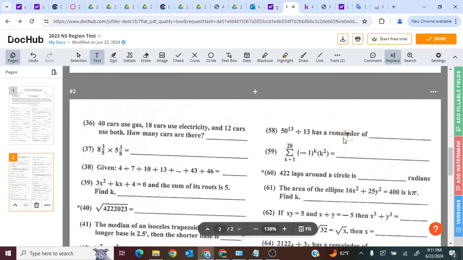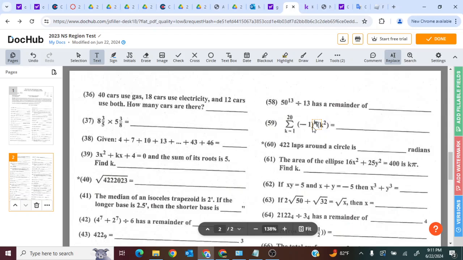50 to the power of 13 divided by 13 has a remainder of what? There are 12 numbers relatively prime to 13, so take this exponent, find mod 12. So the remainder of 13 divided by 12 is 1. And then you have 50 to the power of 1, so 50 divided by 13 has a remainder of 11.